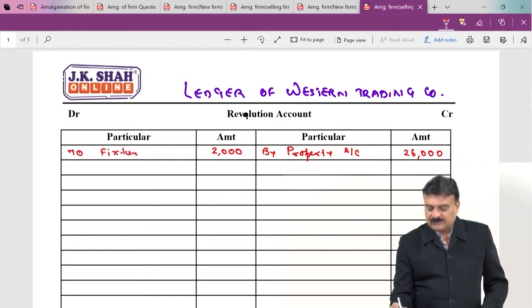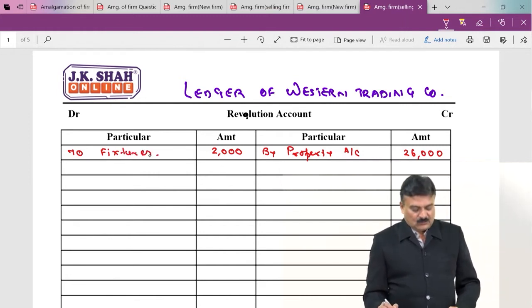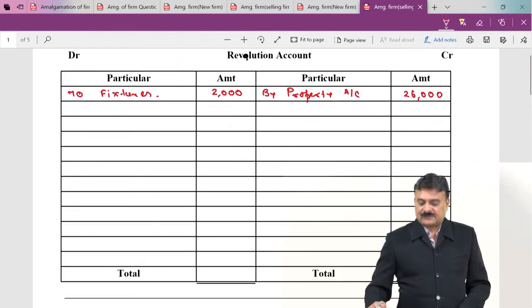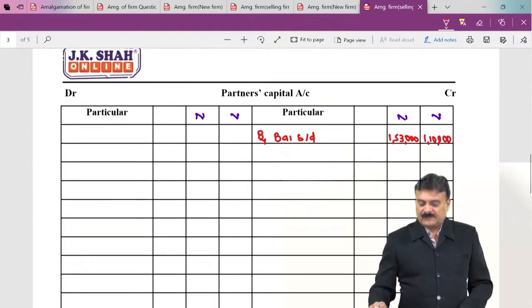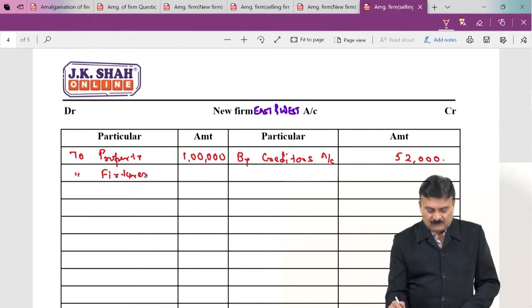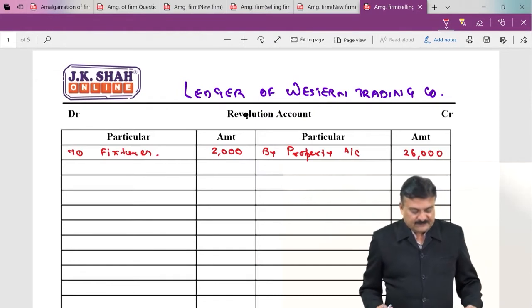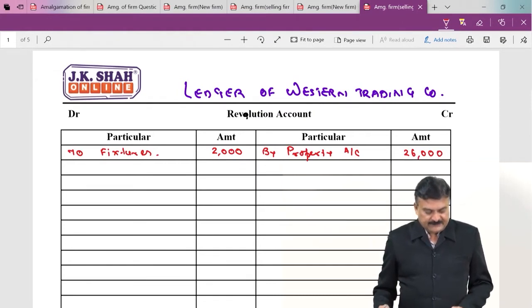So, to fixtures 2,000, taken over at what price? 16,000. So, it will go to new firm debit side, to fixtures at what price? At 16,000 fixtures. Next one, vehicle, book value 30,000, agreed value 28,000.